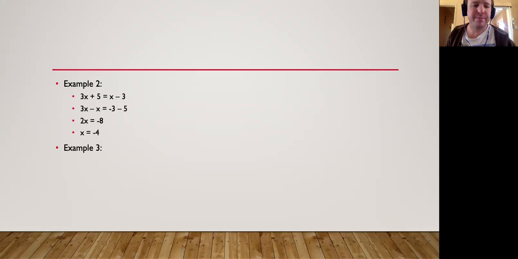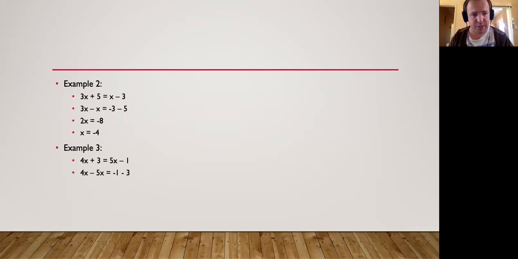Example 3. 4x plus 3 is equal to 5x minus 1. Now, let's have a look. Over here, we're going to move the 3 over to the other side, becomes minus 3. You're going to move the 5x over to the other side, becomes minus 5x. So it looks like that.